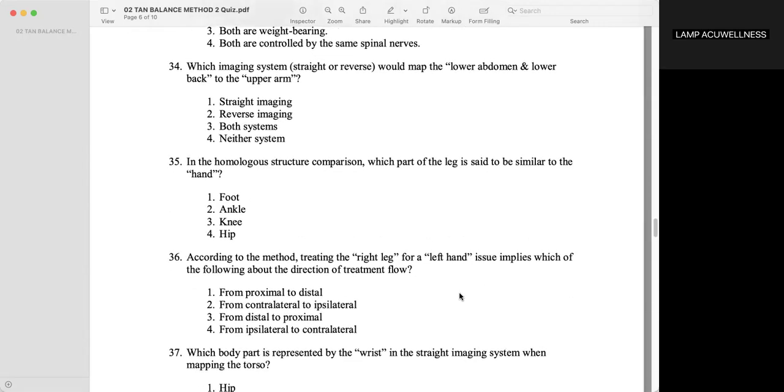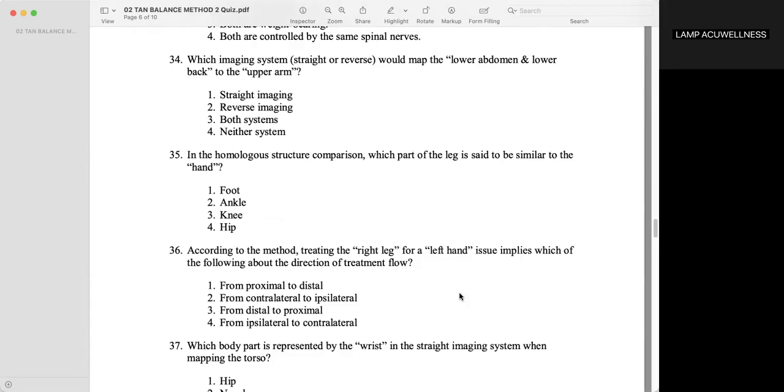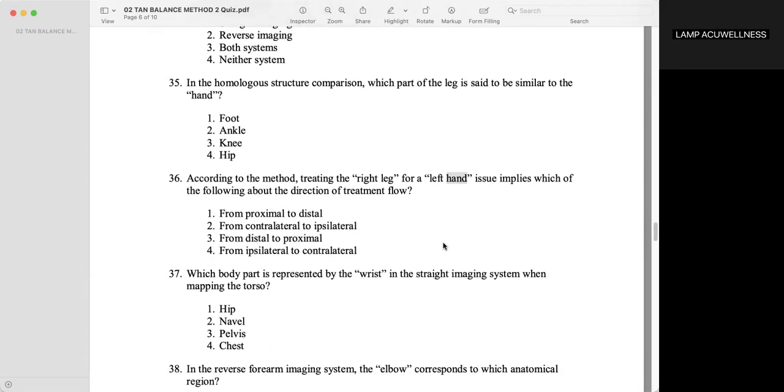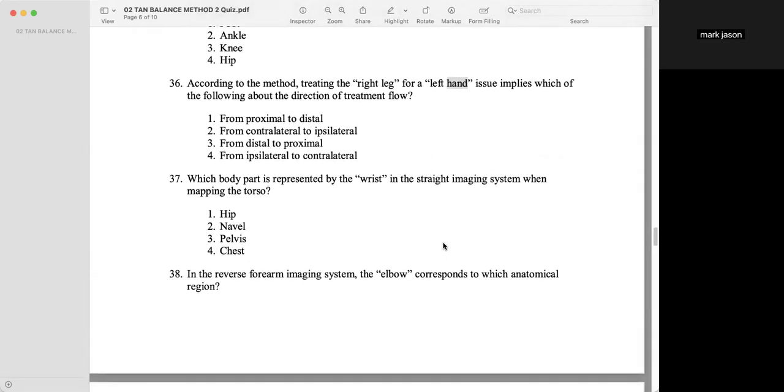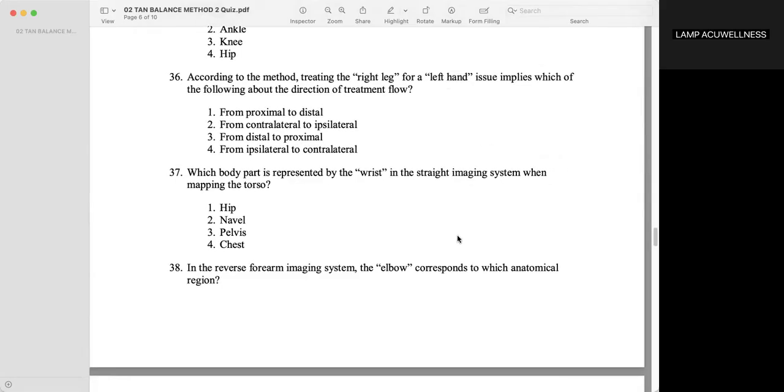Which imaging system, straight or reverse, would map the lower abdomen and lower back to the upper arm? Reverse imaging. In homologous structure comparison, which part of the leg is said to be similar to the hand? Foot. According to the method, treating the right leg for a left hand issue implies which of the following about the direction of treatment flow? From contralateral to ipsilateral.